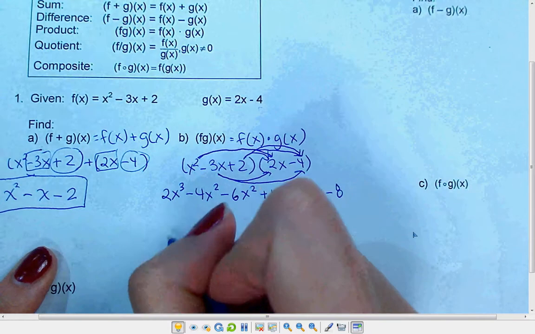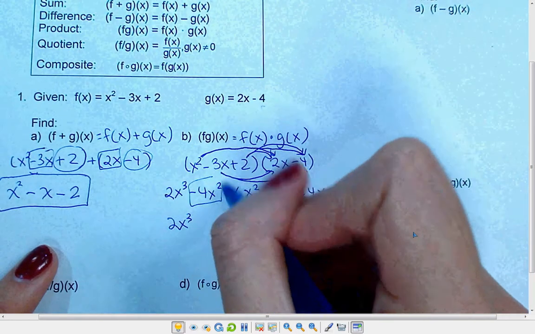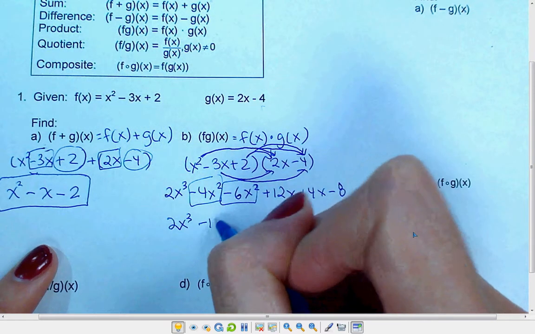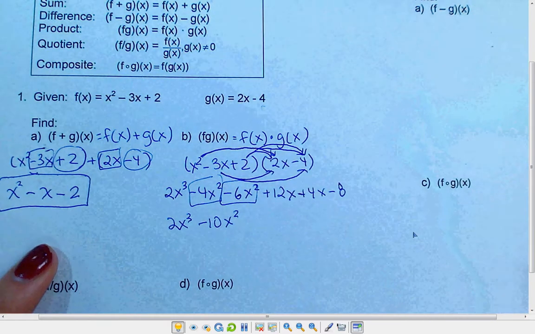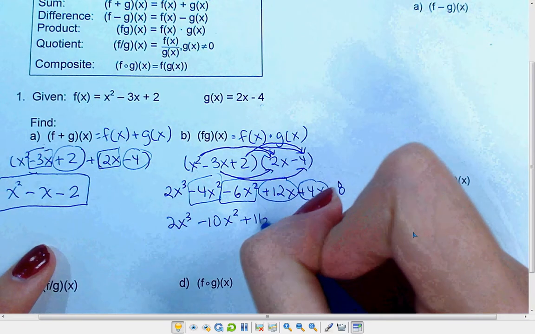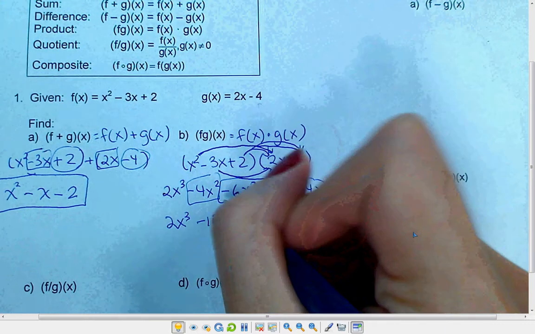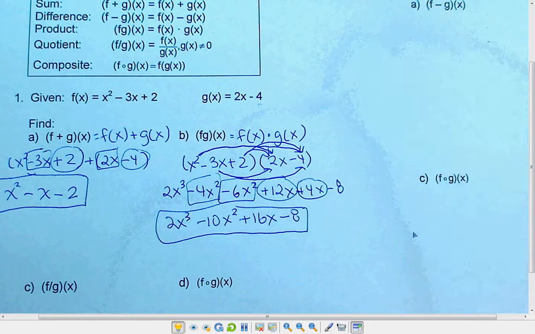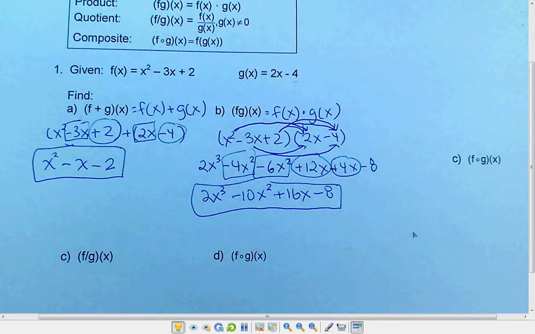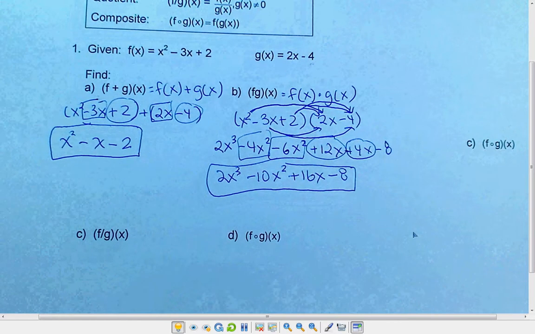And again, we're going to combine like terms. So we have a 2x cubed, we have a negative 4x squared and a negative 6x squared, which gives us negative 10x squared. We have a positive 12x and a 4x, which gives us positive 16x, and then a minus 8. So we're going to stop again right here. We don't even need to try to factor it since it's not a fraction. There's nothing we can cancel out.